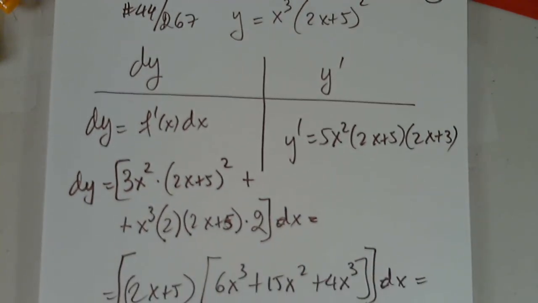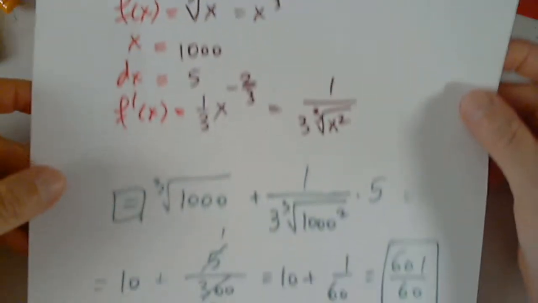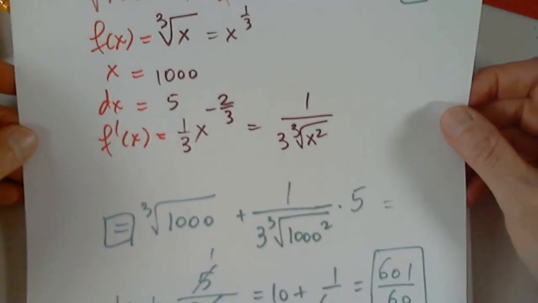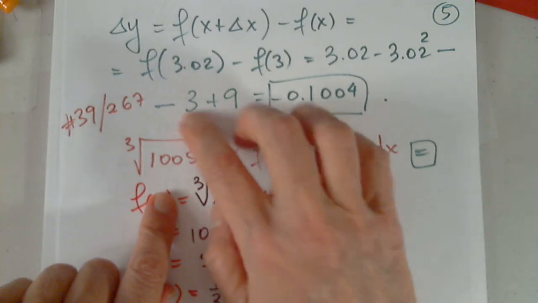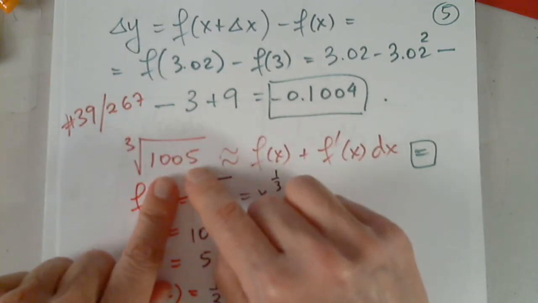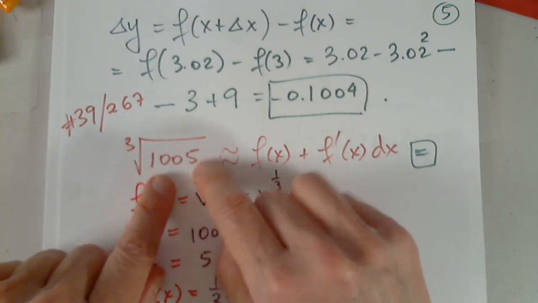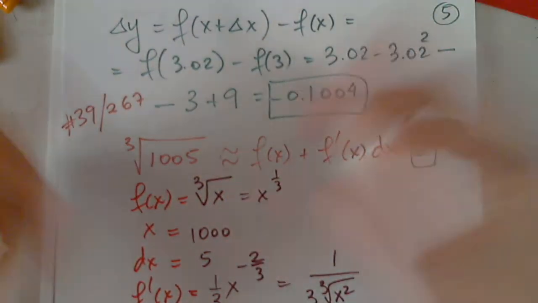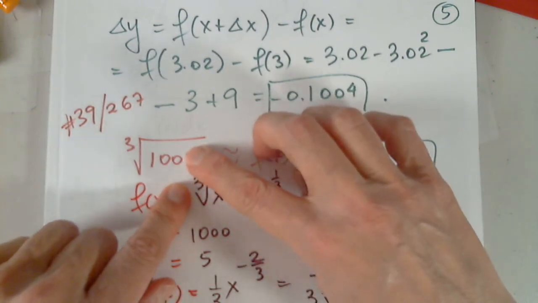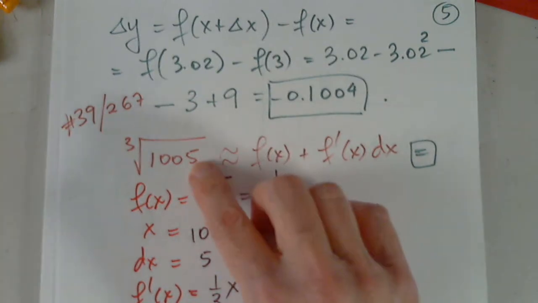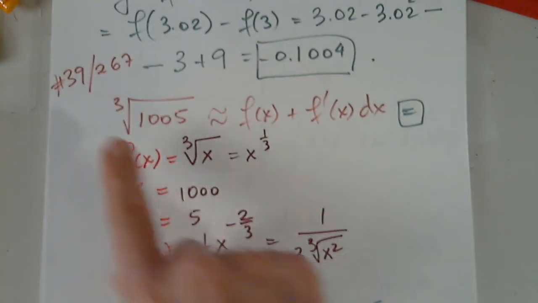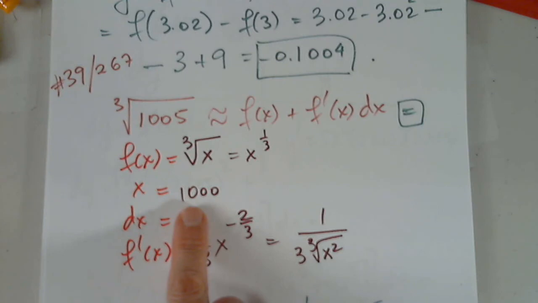For number 39, how did you get x? The previous problem. What did I do? How did you get x and dx? Oh, by inspection. So obviously it's the cube root. The closest to the cube root that I can apply to this number is 1,000. So obviously the error from 1,000 is 5, because I can take the cube root of 1,000.